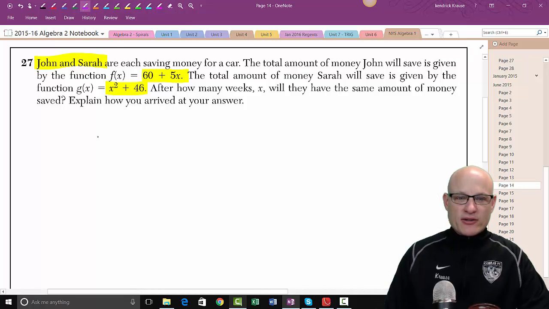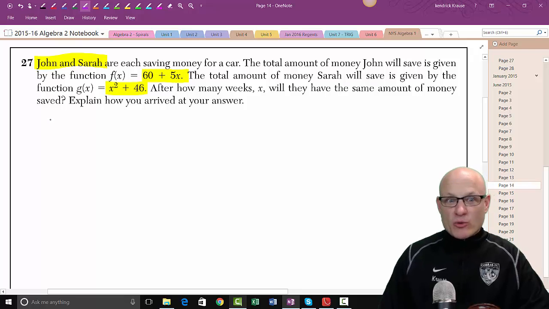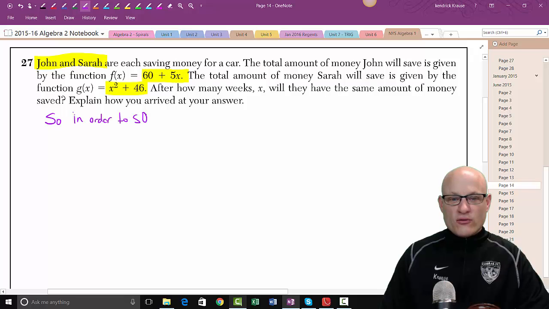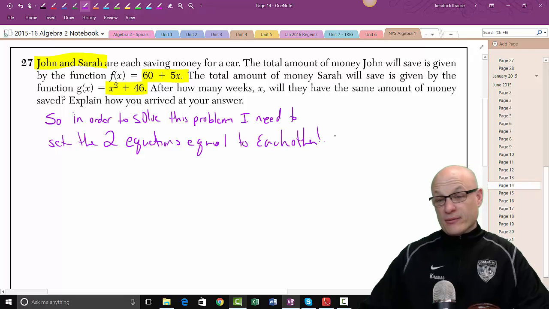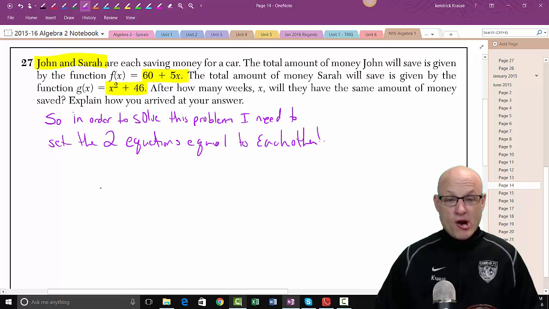Explain how you arrive at your answer. So, let's start with a simple explanation. In order to solve this problem, I need to set the two equations equal to each other. I don't know if they want any more than that. That's a good explanation. Let's just do it now.